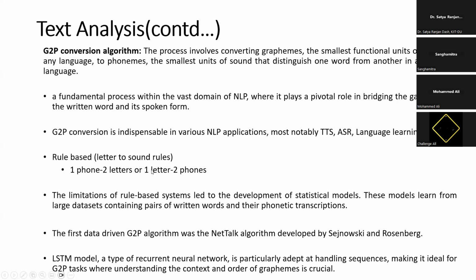And again, one letter may be associated with two phones. For example, the letter C may be associated with the phone Sir, and with the phone Ka as well. That way, multiple rules may be used to design a grapheme to phoneme conversion model. Then you have the statistical approach also. The first data-driven G2P algorithm was the NETtalk algorithm, which was developed by Sejnowski and Rosenberg. LSTM models, which are particularly adapted to handling sequences, are also used for grapheme to phoneme conversion tasks.